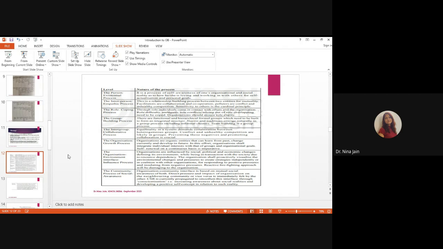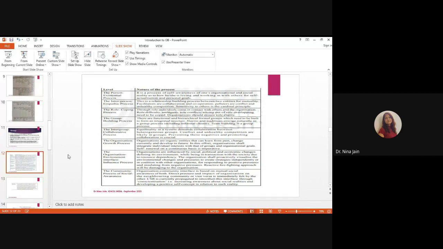So the organization should proactively visualize the environmental changes and should create strategies independently or in coalition with other organizations, so that positive things can be created in the organization and negative pressures are reduced. So we always have to be in a firefighting mode in an organization so that our organization is sustainable and not damaged. Next level is the community process of social awareness.